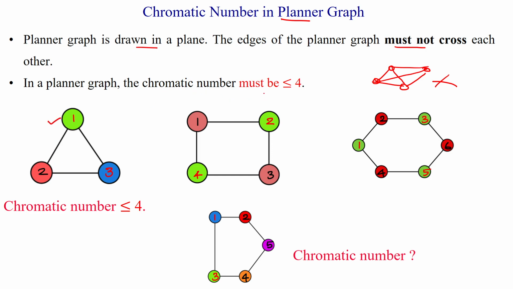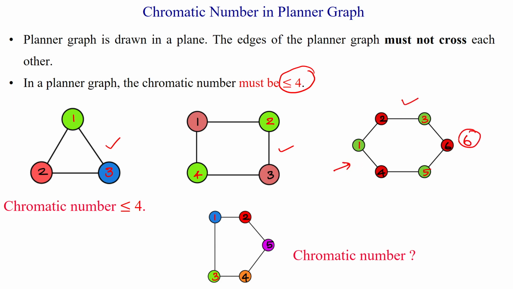One of the criteria is that the chromatic number must be less than or equal to 4. That means the number of colors assigned to a planar graph should be less than or equal to 4. Here we have three colors, so this is a planar graph. Here we are applying two colors, so this is also a planar graph. Here we have an even number of vertices, six vertices, in a cyclic graph, so we need only two colors, and green and red colors are applied. So this is also a planar graph.